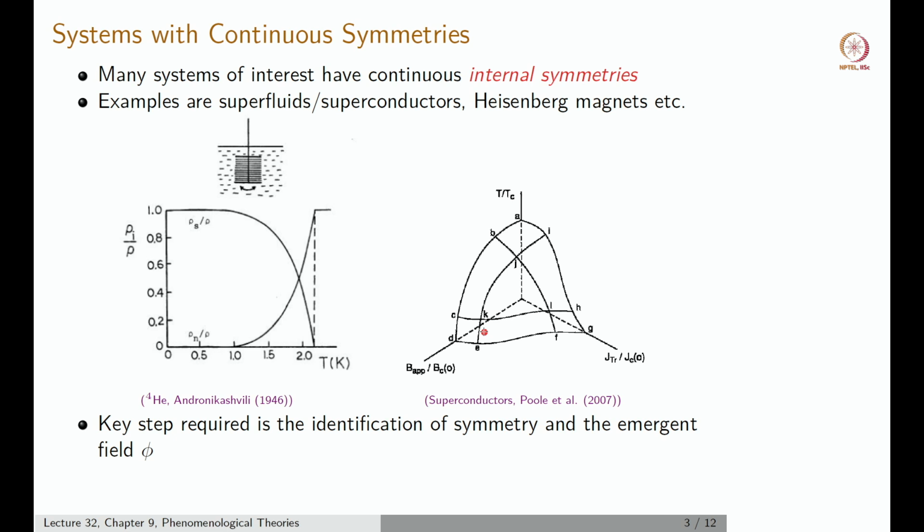So what is the key step that we require to model phenomena such as this? What we have to do is figure out what the underlying symmetry is. For example, in superfluids we know it's U(1), which is a continuous symmetry, or we have to look at experiments and figure out what the continuous symmetry is. And then associated with that continuous symmetry, we have to come up with an emergent field phi. Right? So these are the two things that we need to do.